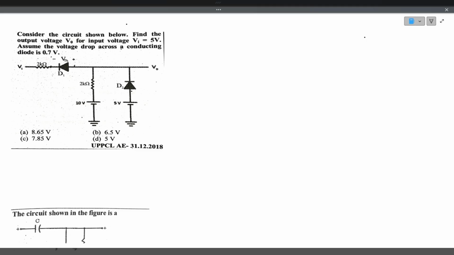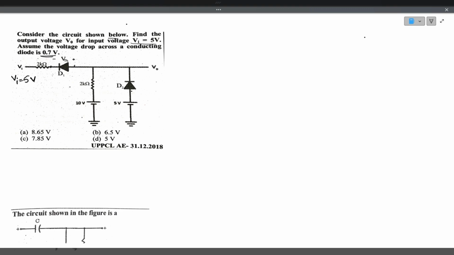Today we'll solve some more problems of diode circuits from analog electronics. Now if you see the question, consider the circuit shown below. Find the output voltage V0 for the input voltage 5 volts. Assume the voltage drop across the conducting diode is 0.7 volts. So in the given circuit, he is giving input voltage as 5 volts.